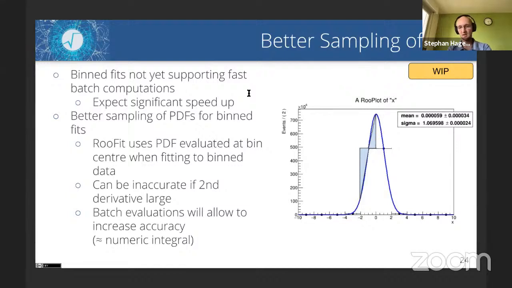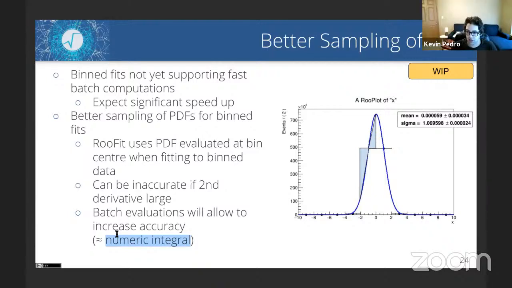So these batch computations would allow us to compute an integral. If you evaluate the PDF only at the bin center, you're making a mistake if the second derivative is large. You're absolutely right. And this batch computations interface would allow us to do this more accurately, to run a numeric integral, so do some trapezoids inside the bin to get a better approximation. So it's good that you mentioned this. I'll bump this up in the priority list. I'll post the issue link in the chat here. I'm not in the Mattermost right now, but I could go there as well.